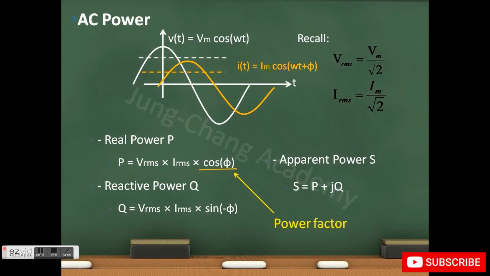The power factor is important because it will tell us whether a load is inductive or capacitive, so that we can correct this power factor to make it close to a resistive load.